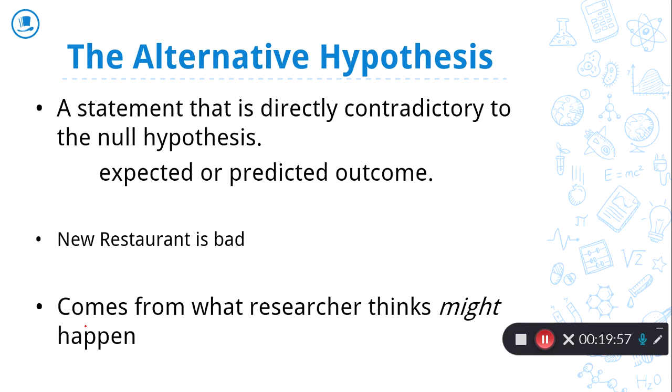We only know about the alternative after we've collected data, after we have the experience. The alternative hypothesis comes from what the researcher thinks might happen.